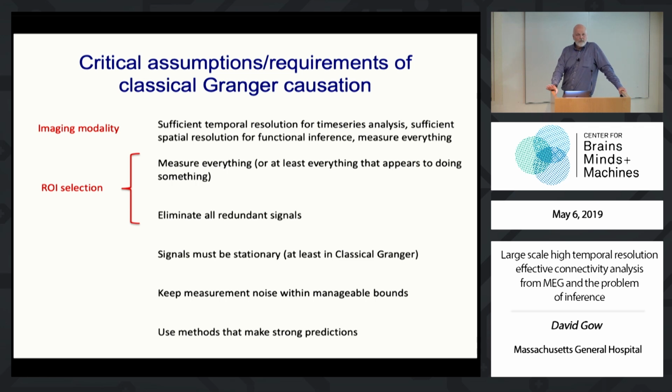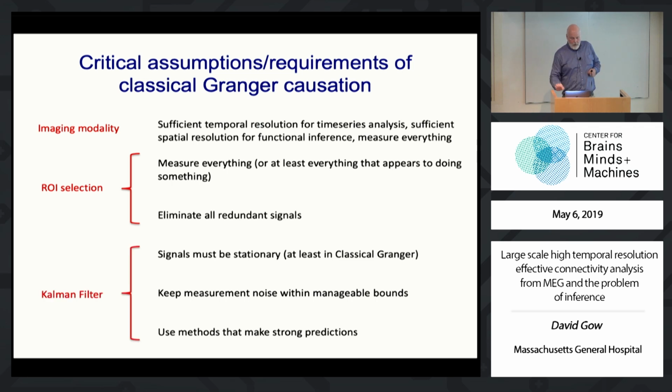I also have to be careful about what I'm counting as my variables. So I need to measure everything. I'm going to scale back my expectations here. I'm just going to try and measure everything that appears to be doing something, so anything that is potentially causal. And I'm also going to eliminate all redundant signals. So if you've got two things that are measuring exactly the same thing and I remove one of them, I've lost no information. So I need some kind of principled way of getting rid of redundant information.